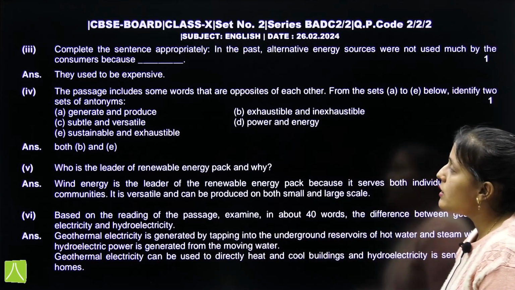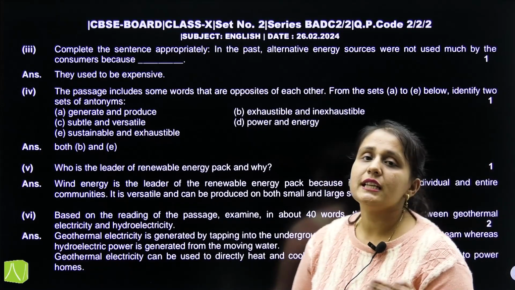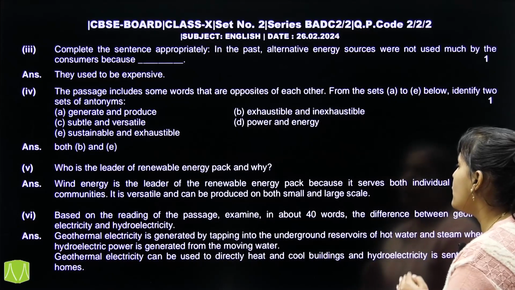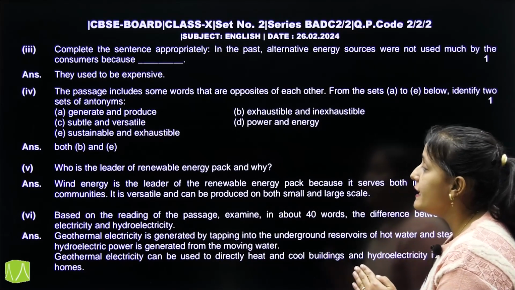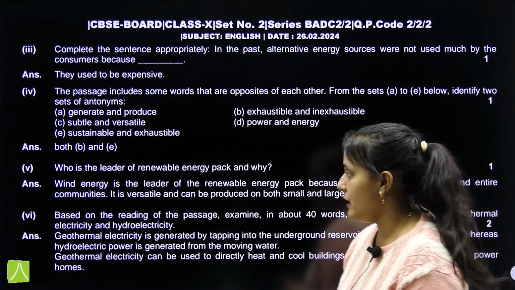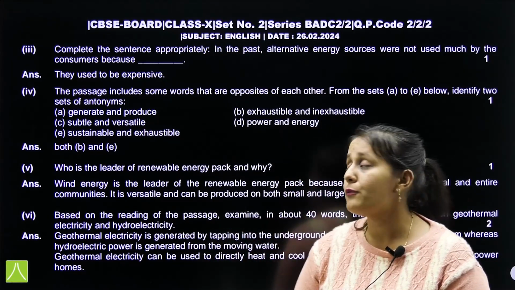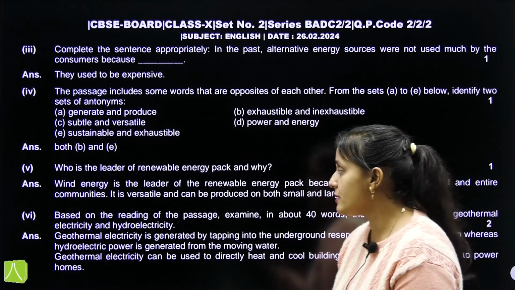Fifth one, who is the leader of renewable energy pack and why? So, wind energy is the leader of the renewable energy pack because it serves both individual and entire communities. It is versatile and can be produced on both small scale and large scale. We can produce wind energy on both scales. We have read this particular paragraph on wind energy in the passage just now.